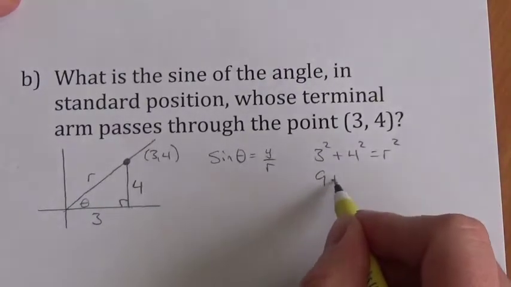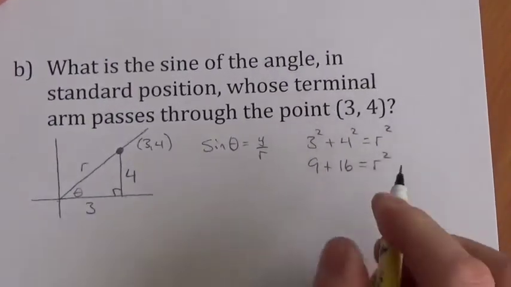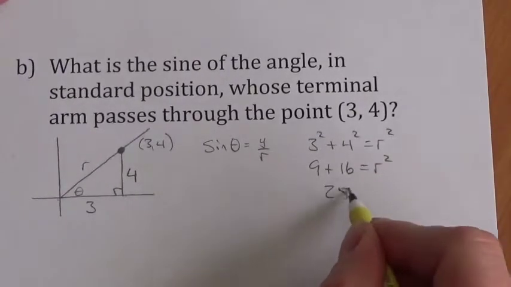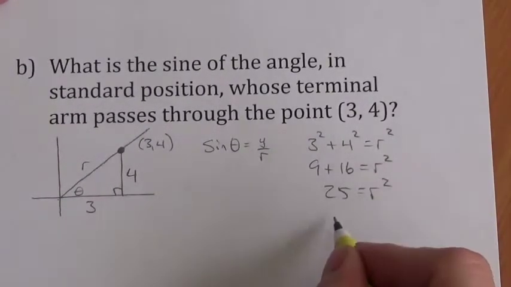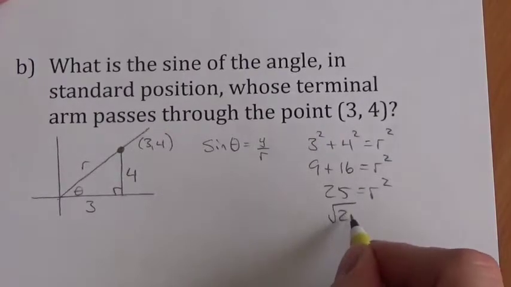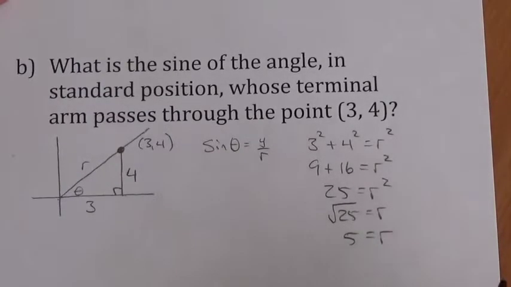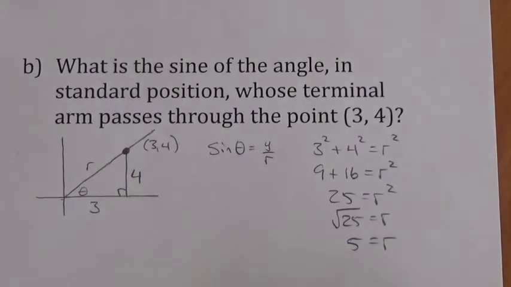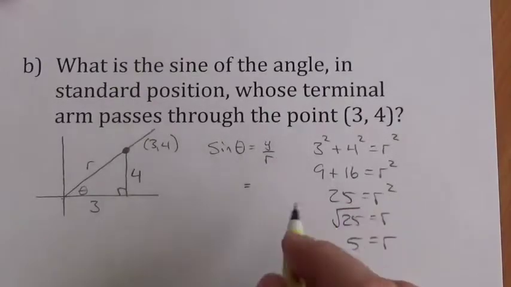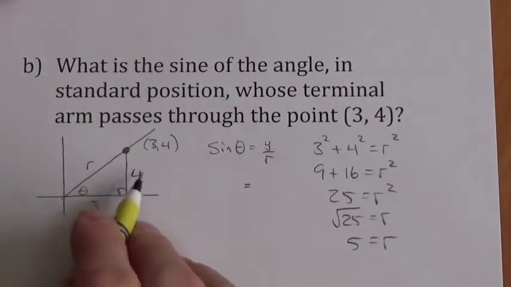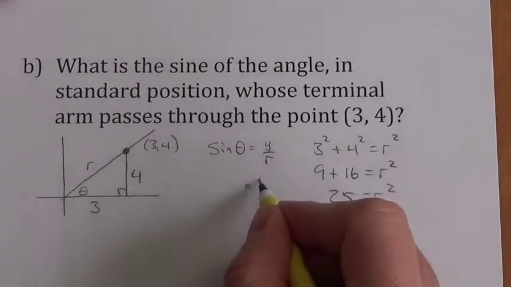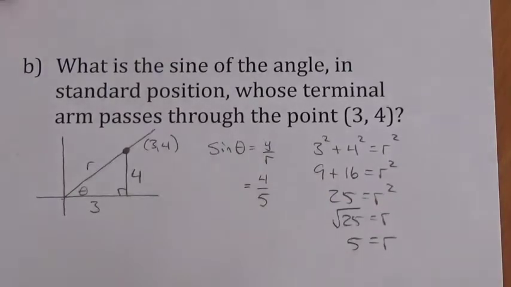So that's going to be 9 plus 16 is r squared. I know that that's going to be 25 is r squared, and then I take the square root of both sides. Now normally when I do that, I would give myself plus or minus the square root of 25, but I know that it's got to be positive because the radius isn't defined such that it can have a negative value. So the radius is 5 there. And now I can go back and say, okay, that's 4. I know that the radius is 5, so the sine of that angle is 4/5.